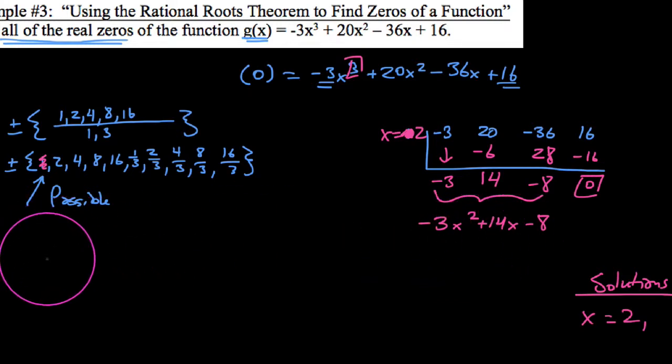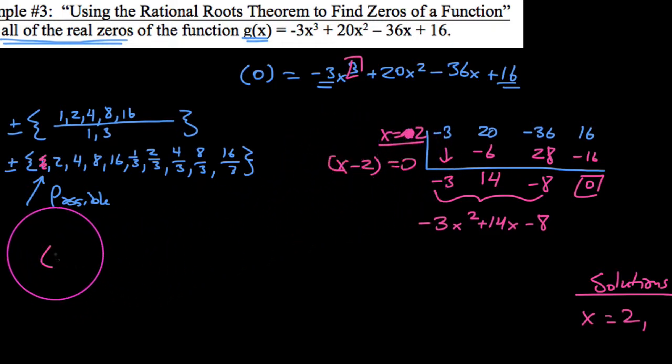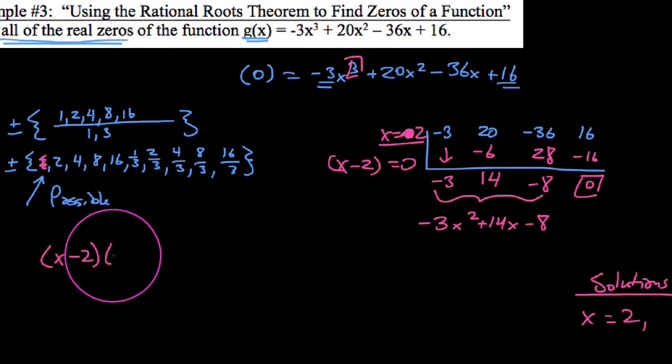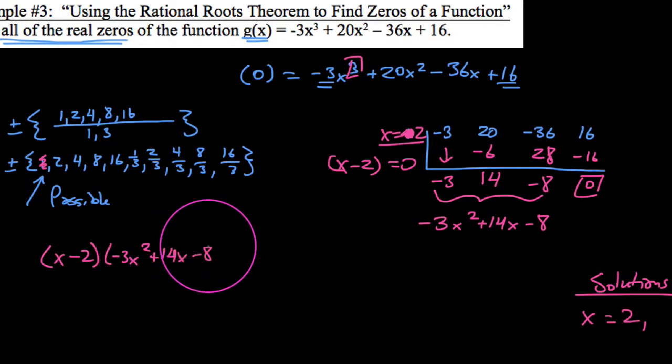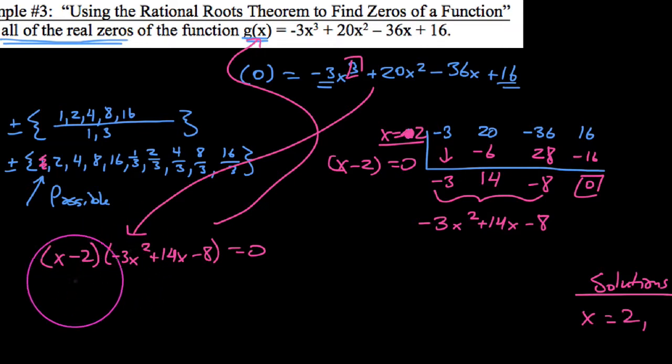So what this means is, if x equals positive 2 was a 0, then x minus 2, recall, was a factor, times this leftover negative 3x squared plus 14x minus 8. You multiply those back out, you get your original g of x back. So if this is the factored form, all set equal to 0, then we could set each of these equal to 0 individually and solve.